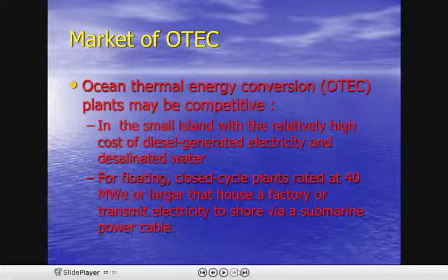So we make such an arrangement of the OTEC, but there is some disadvantage in the OTEC: the cost is higher and the installation is expensive.